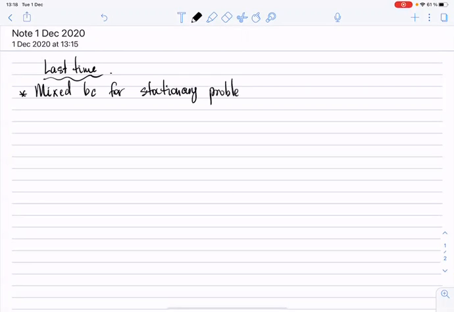So what we did last time, we did mixed boundary condition for stationary problems in 2D. So stationary means that it was time independent, and we also discussed a little bit about adaptive algorithm in 2D.